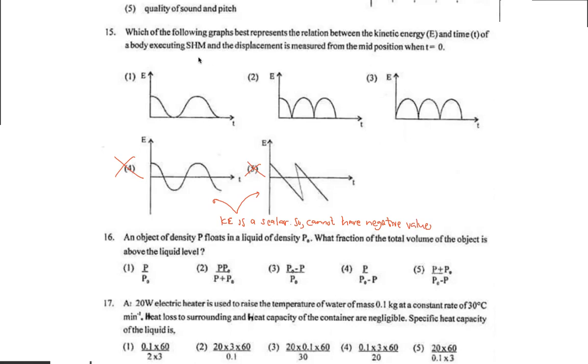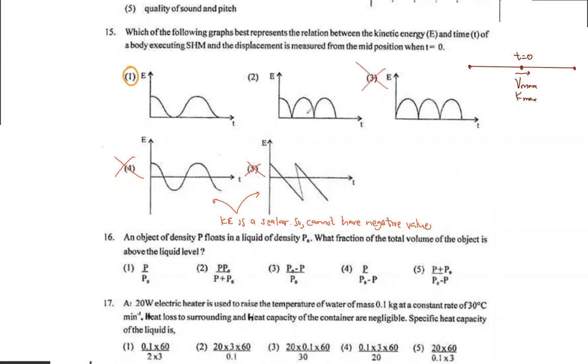Obviously the graph is going to be the first one. I'll tell you the reason. These are wrong. The reason is this: your oscillation is starting in the middle. They have said the oscillation is starting in the middle, so in the middle means x is 0. When time is equal to 0, velocity is maximum. If velocity is maximum, kinetic energy is also maximum. That's why this is wrong.